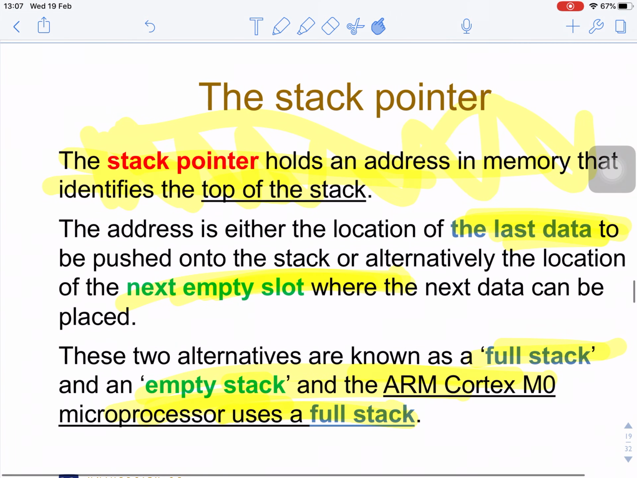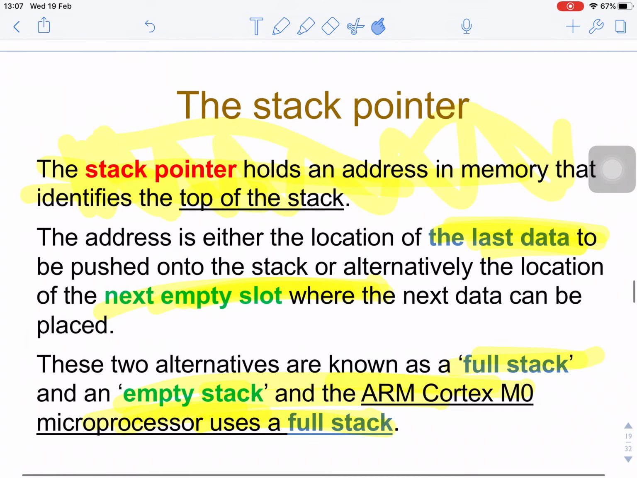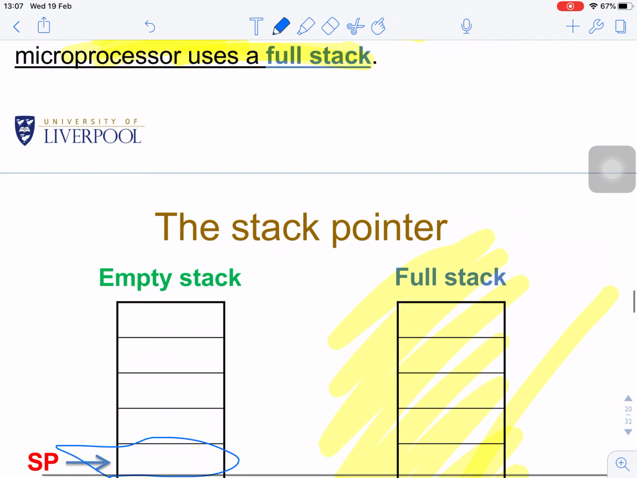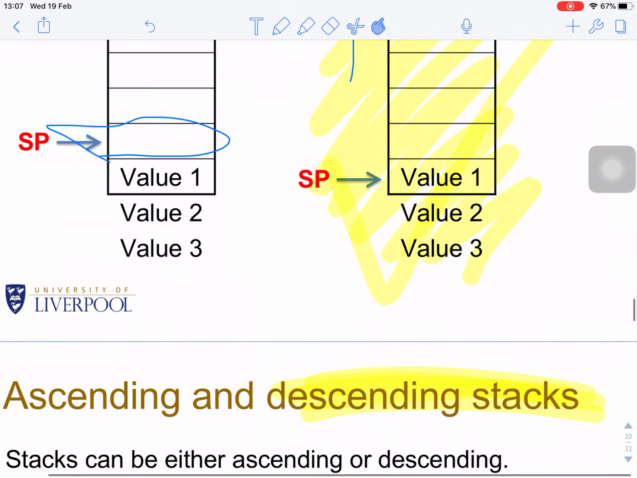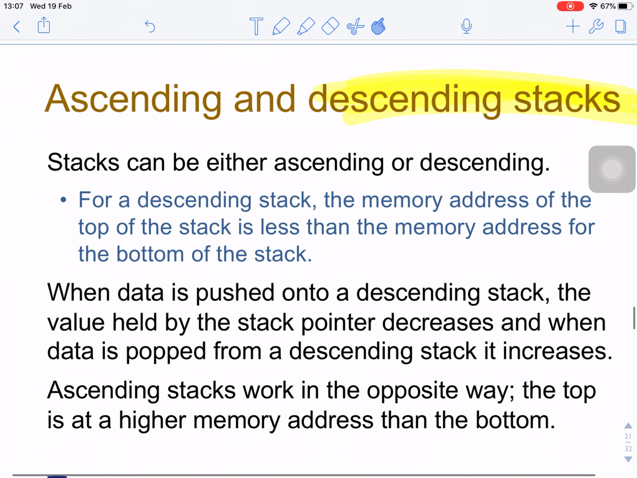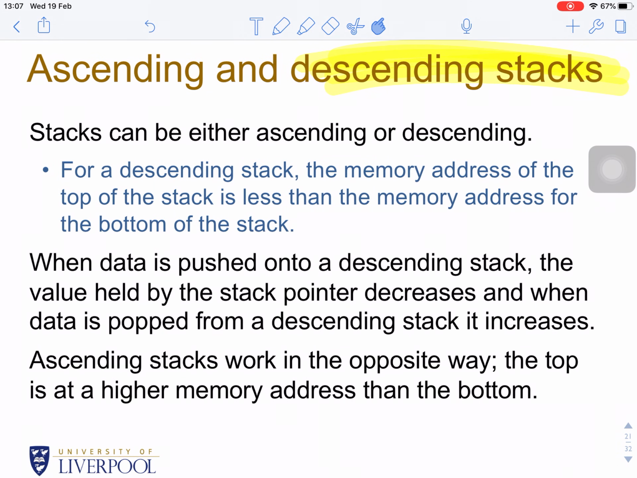So what if it is the next empty slot? And what if it's the full one? It's just the last data. The last data means 最后一个 data. Okay. But that is the last data. So we can do the ascending and the descending stack. The stack can be either ascending or descending.